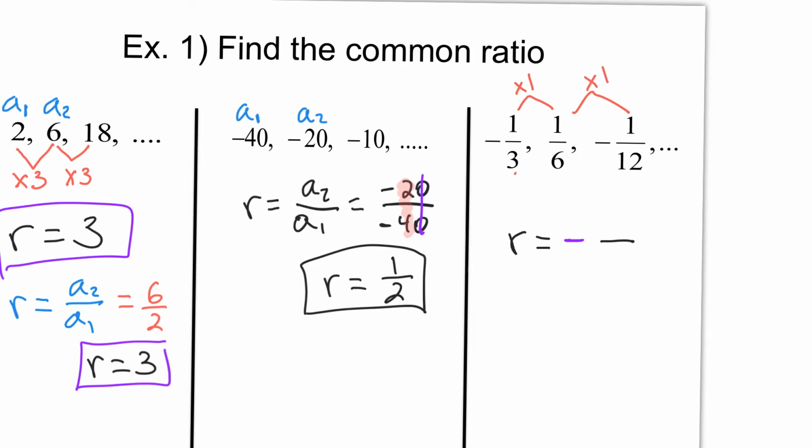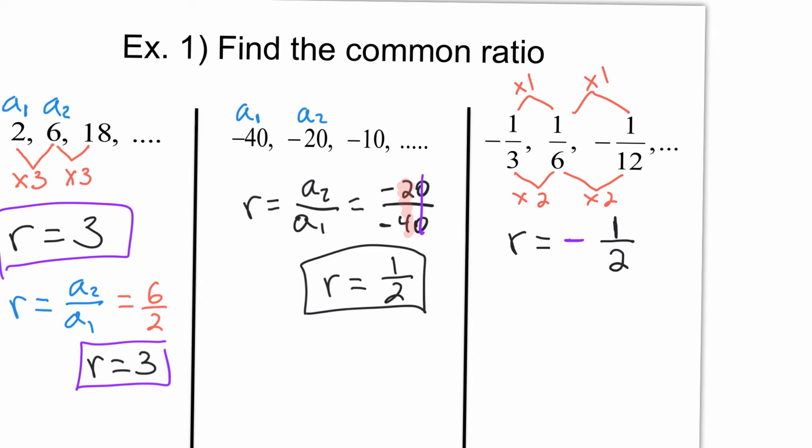On the bottom, you guys have a 3 and a 6, and then from a 6 to a 12. Well, I need to multiply by 2. 3 times 2 is 6, 6 times 2 is 12. So my common ratio is going to have a 1 on the top and a 2 on the bottom. And it's negative because the signs are interchanging. So my common ratio is negative 1/2.